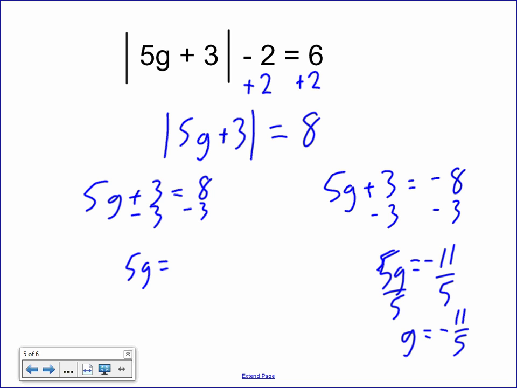Minus 3, 5g equals 5, divide by 5, divide by 5. G equals 1. Okay. And you can plug those back in and check and see that they both end up working here. And you get, when you multiply the 5g times negative 11 fifths, you get negative 11, negative 11 plus 3 is negative 8. The absolute value of negative 8 is a positive.